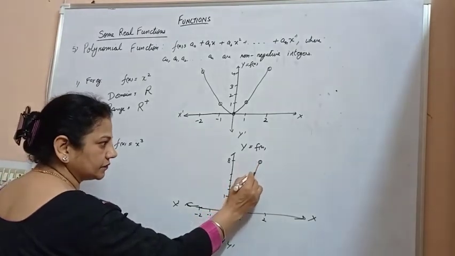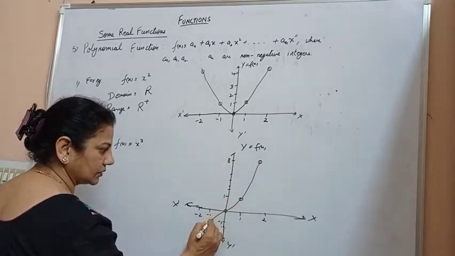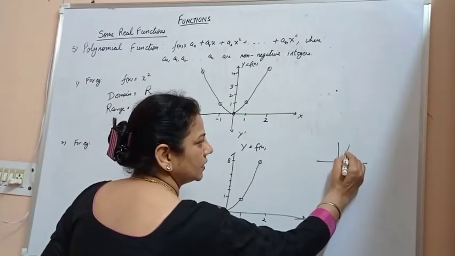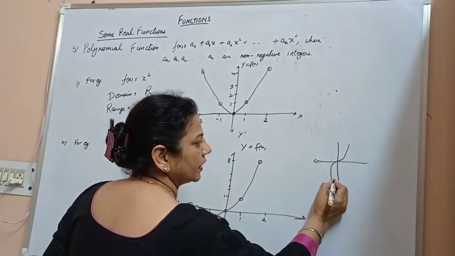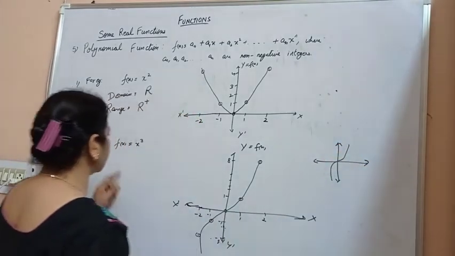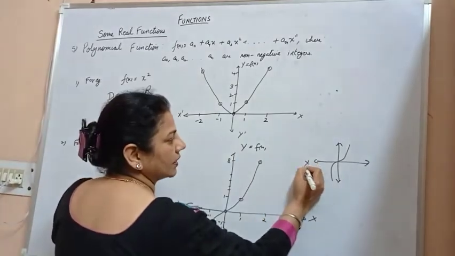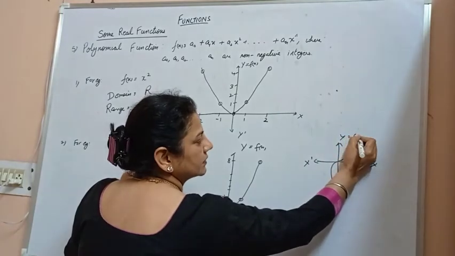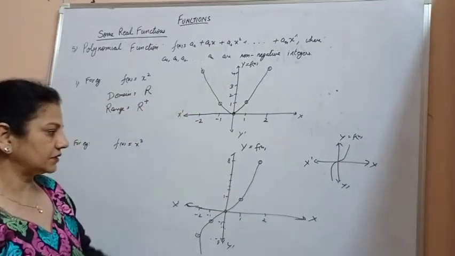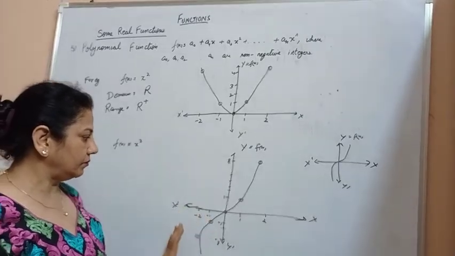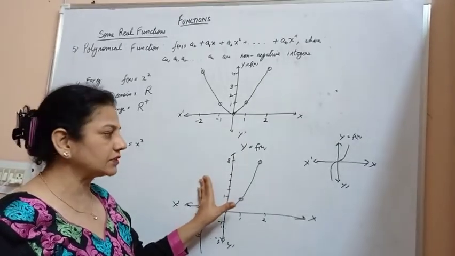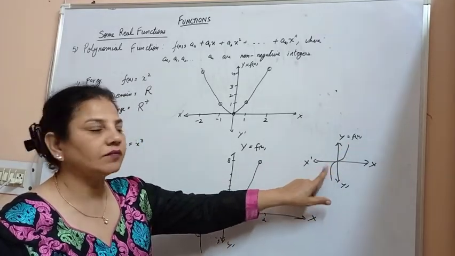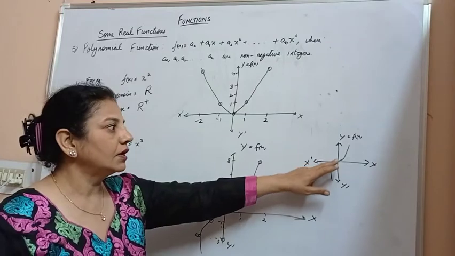So the graph of this function is like this. You can see that it gives me the function like this. This will be the graph of the function f(x) = x cube. So this is my x, x', y, y', and this y is basically f(x) only. If I take the exact figure of this graph, it gives me this type of curve. The graph of the function f(x) = x cube is this type of graph.